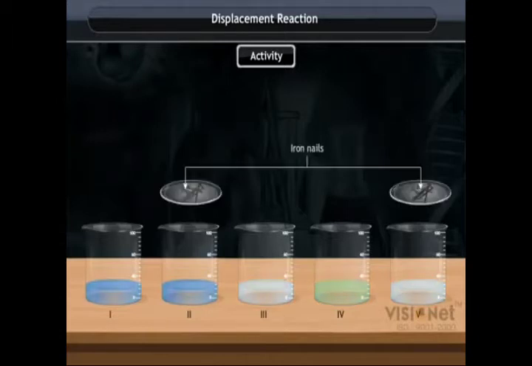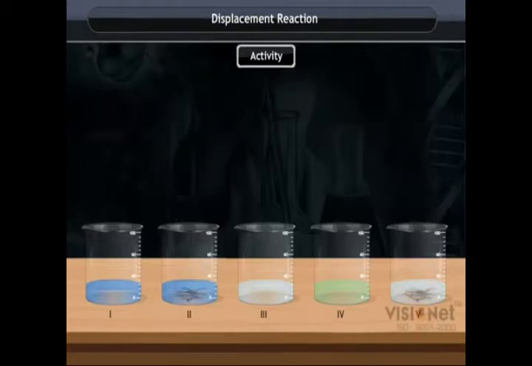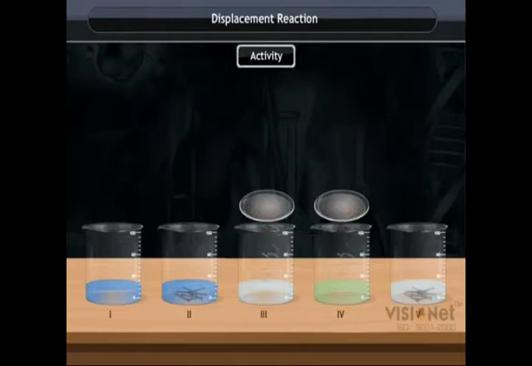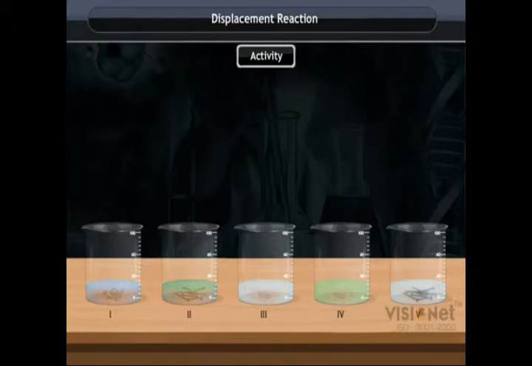Now add some iron nails to beakers 2 and 5, copper turnings to beakers 3 and 4, and zinc granules to beaker 1. Then keep the beakers undisturbed for some time and observe carefully. You will observe that the color of the copper sulfate solution changes in beakers 1 and 2. On the other hand, no change is observed in beakers 3, 4 and 5.